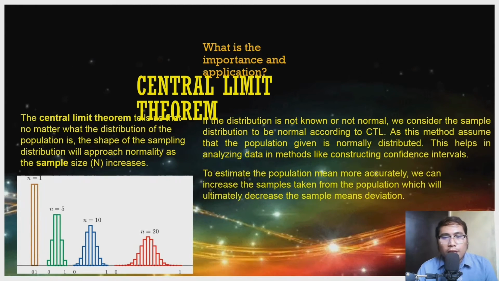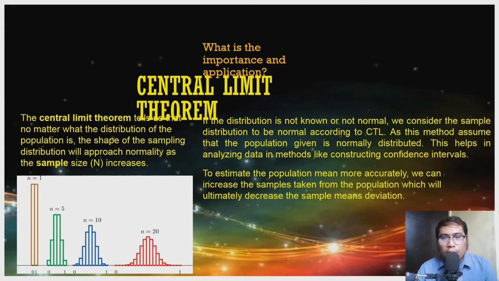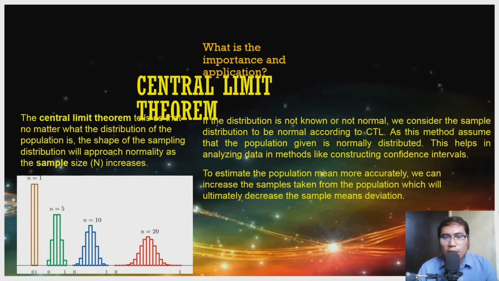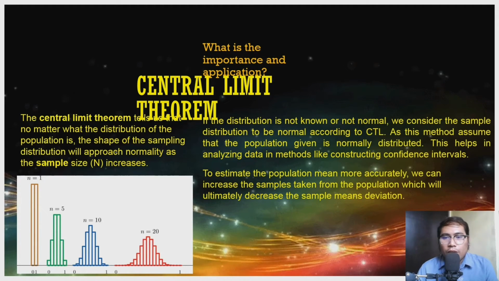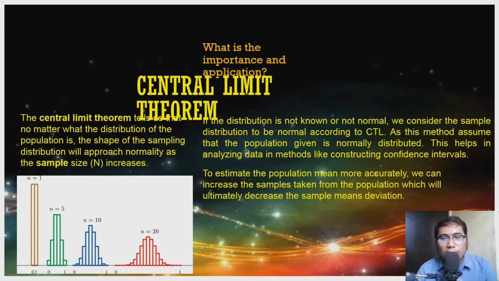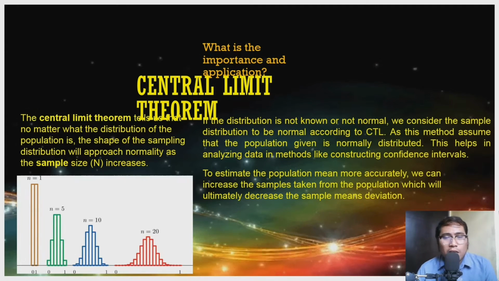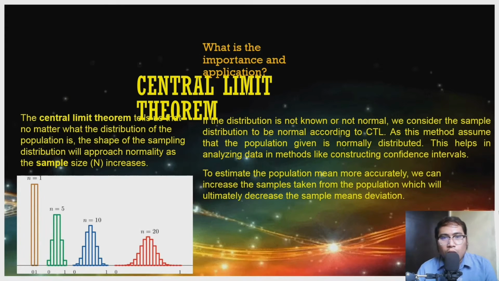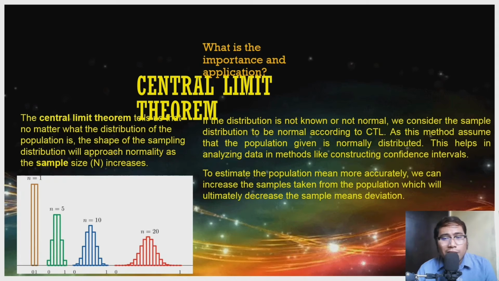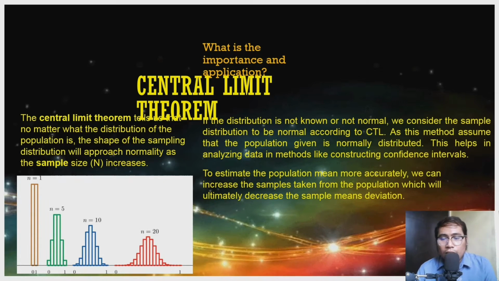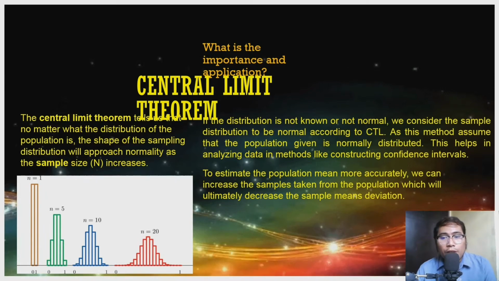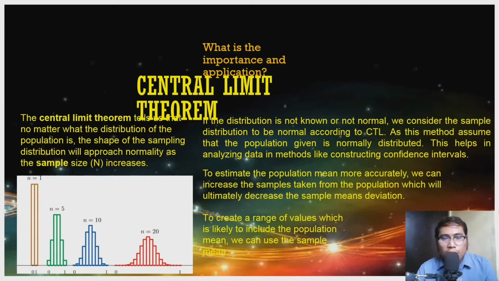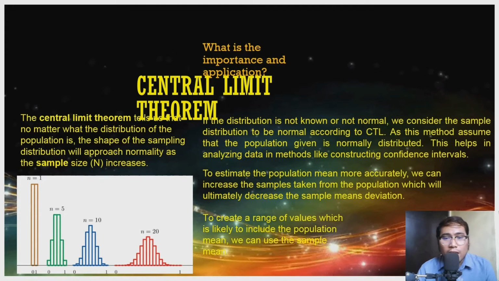So again, for the application, to estimate the population mean more accurately, we can increase the sample size, or the samples taken from the population, which will ultimately decrease the sample means' deviation. As we have said earlier, as we increase the sample size, we also approach the population mean and decrease the deviation or the closeness of the scores or data.